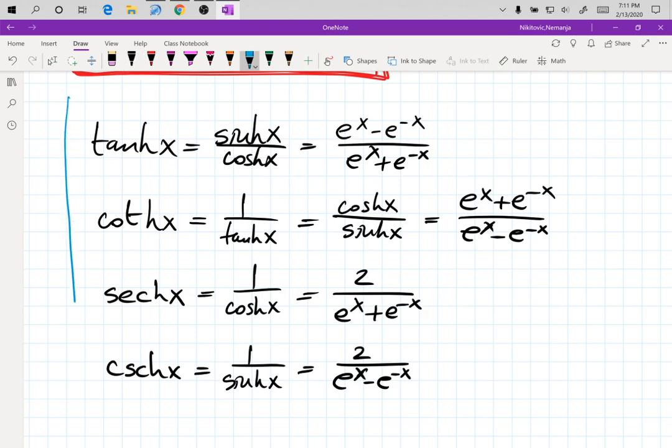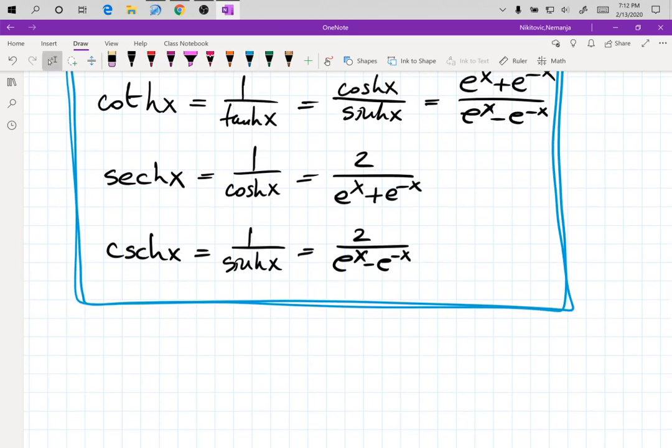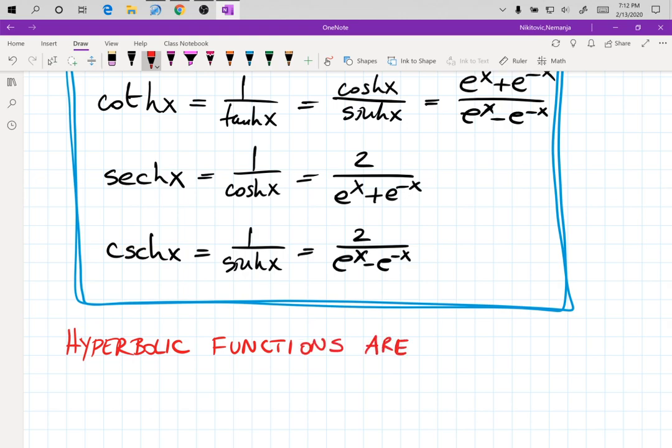And I'm going to put these into the blue box because all of these, in terms of their e definitions, are derived if you memorize the top 2. Cool? All right. Here we go. Writing in blood, all capitals. Hyperbolic functions are not periodic. Therefore, they are nothing like trig.